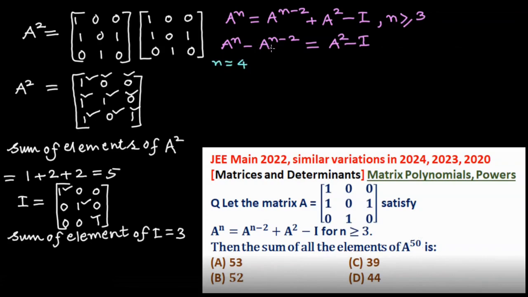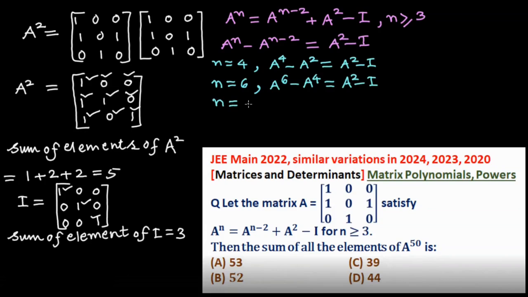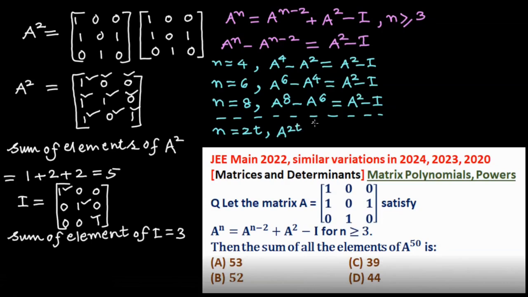So for n equals 4, we have A power 4 minus A square equals A square minus I. For n equals 6, we have A power 6 minus A power 4 equals A square minus I. For n equals 8, A power 8 minus A power 6 equals A square minus I, and so forth. Since n is even, for n equals 2t, where t is any positive integer, A power 2t minus A power 2t minus 2 will be A square minus I.